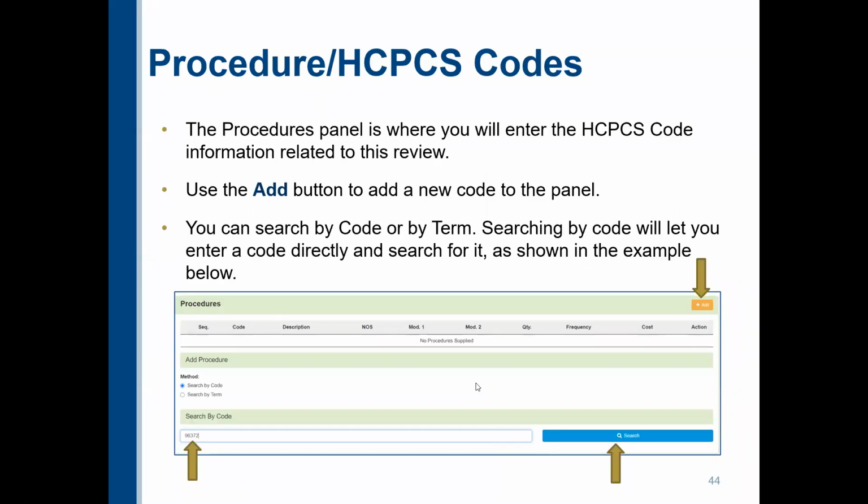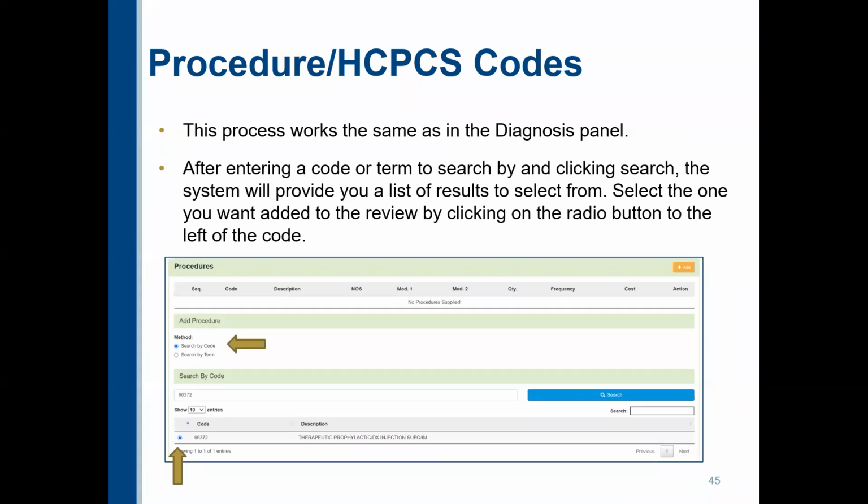Next is the procedures panel. This is where you'll enter the HCPCS code information related to this review. You'll simply click the add button to add a new code to the panel, and then again be able to search by either code or by term. Searching by code, here again, will let you enter a code directly and search for it. This process works exactly the same as in the diagnosis panel. After entering a code or a term to search by and clicking search, the system will provide a list of results to select from. You'll select the radio button to the left of the code.